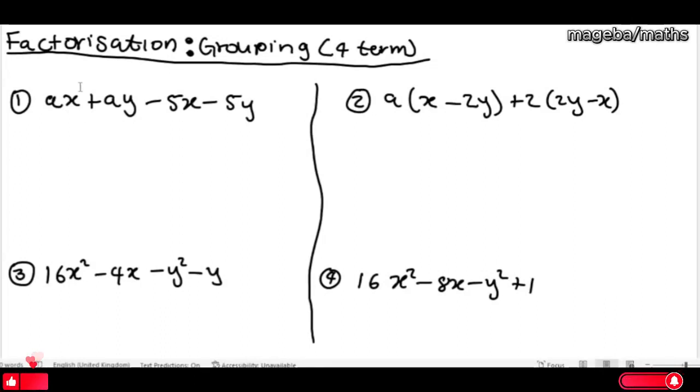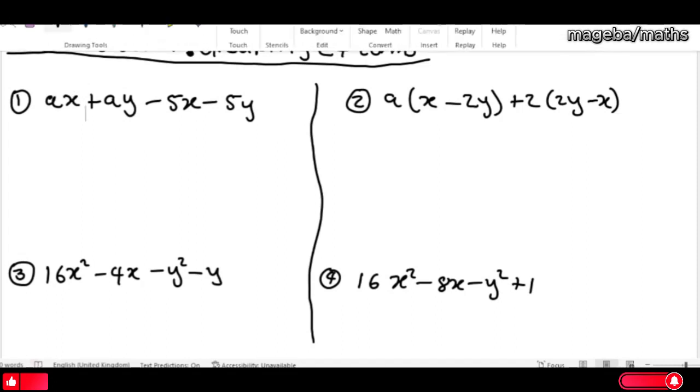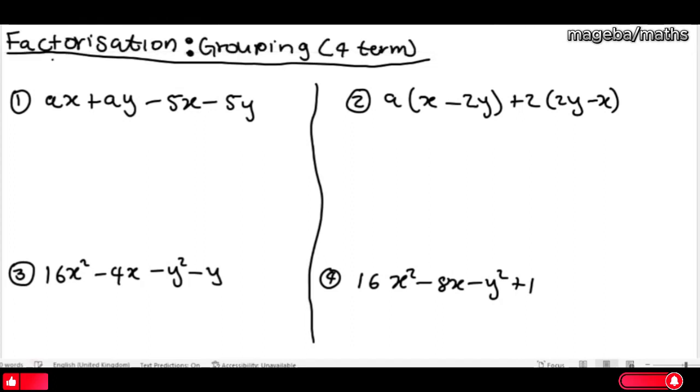Hello guys, today we will be doing factorization, and we will be factorizing by grouping. Now, grouping usually starts when we have four terms. The first thing that you need to do in grouping is to group the first two terms. Starting with the first two terms is not always the case.